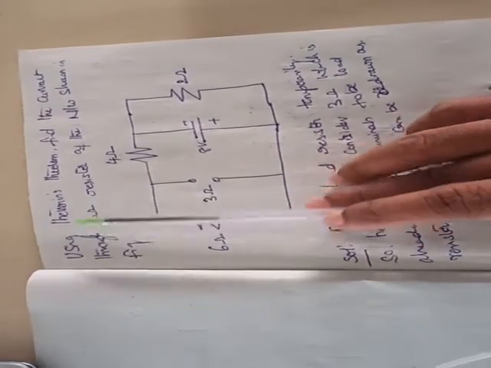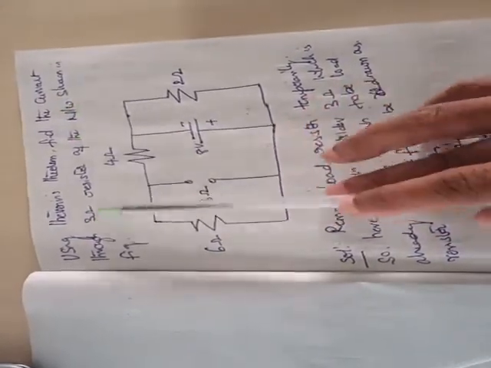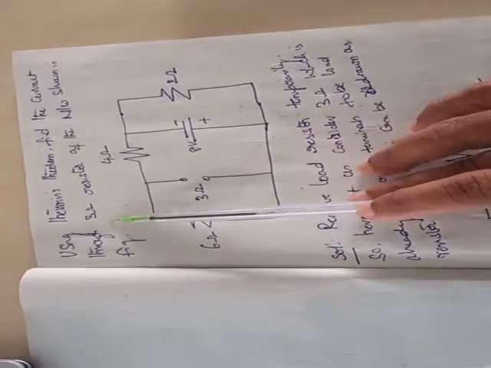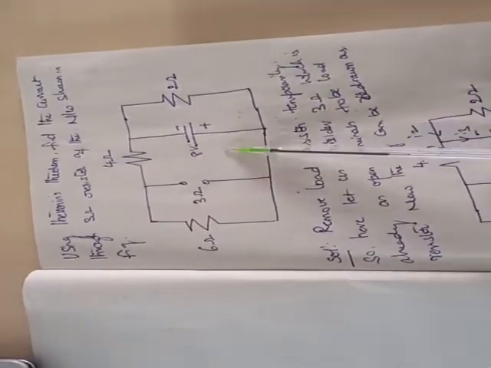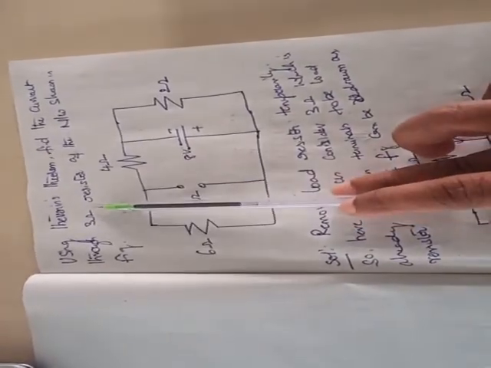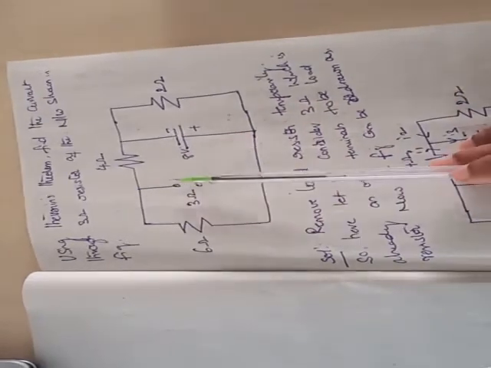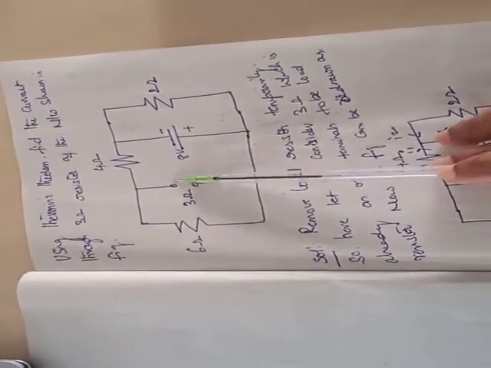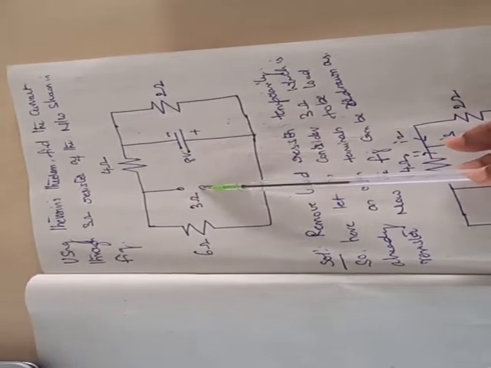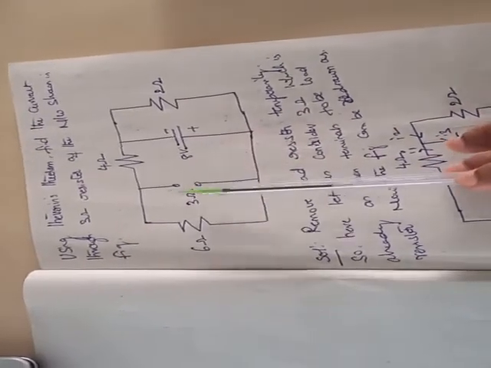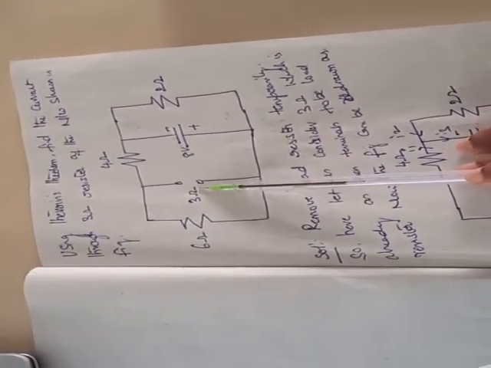So this is a question. Using Thevenin's theorem, find the current through the 3 ohm resistor of the following network shown in the figure. So this is the network. We have to find the current through the 3 ohm resistor. In this network, the 3 ohm resistor is at this place. It already has open terminals, so across here we need to find the current through the 3 ohm resistor.